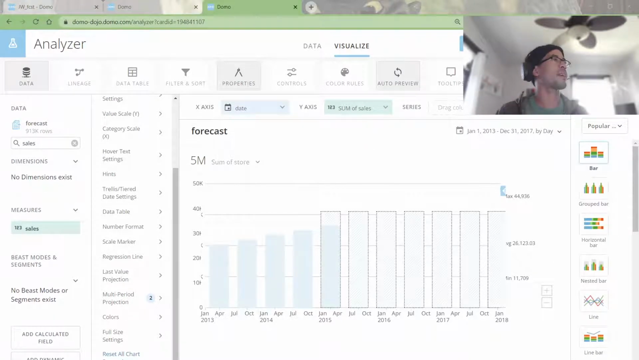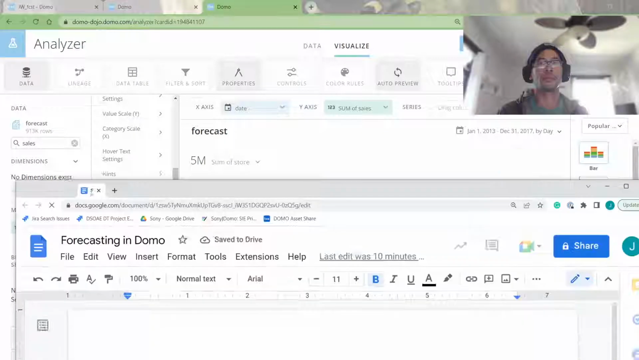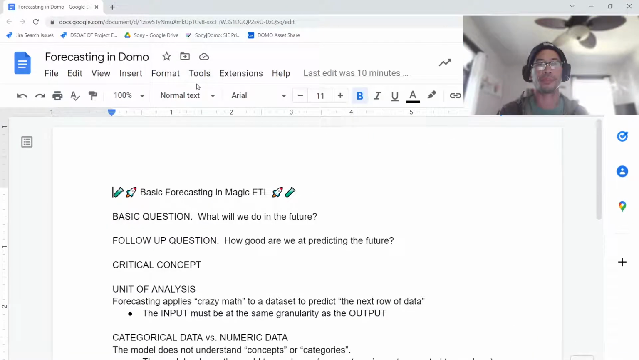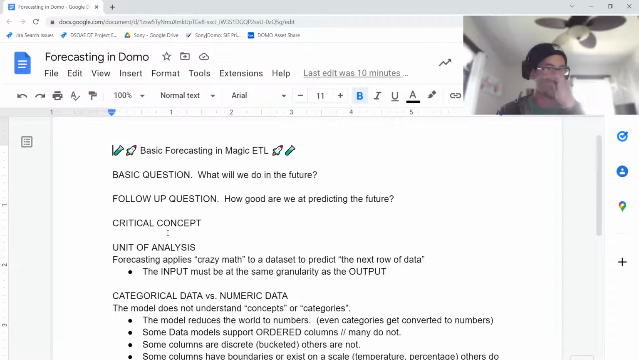If I could find my notes. All right, here we go. So some basic forecasting stuff.